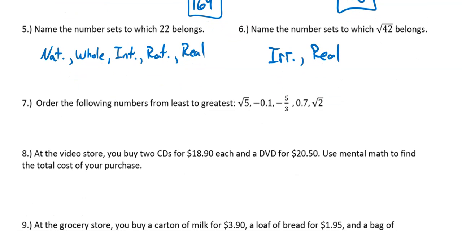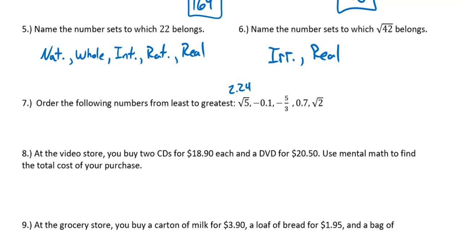For this one, we want to order the numbers from least to greatest. And so what we want to do is put them all in the same format. Instead of having roots and fractions and decimals, let's convert it all to the same format. The easiest format to convert to is decimals. So just take a little bit of calculator time here. You plug in the square root of 5, you get 2.24.